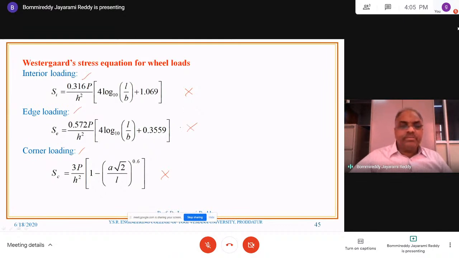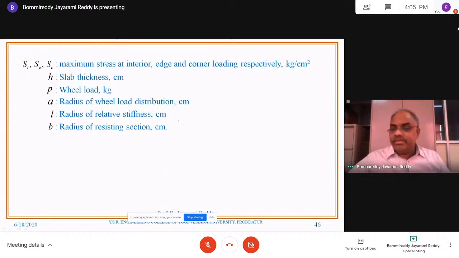At most, you can remember that the stress depends on the axial load, thickness of the pavement, radius of the relative stiffness section, then radius of the resisting section. These are the various parameters. That is more than enough, and don't remember the formulas. And of course, the meaning of all these: S is the stress, SI means stress at interior, SE means stress at edge, SC is the stress at corner.